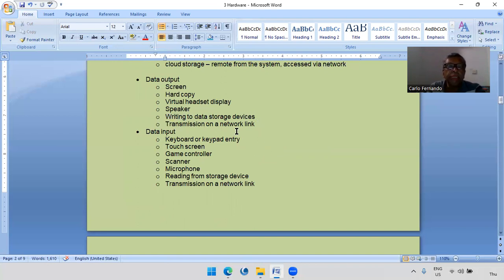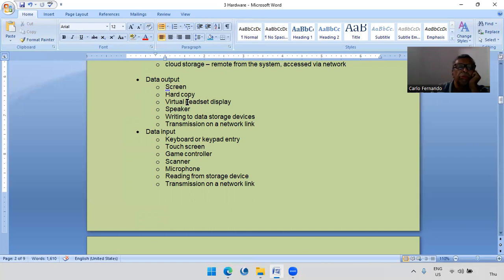Then the transmission on a network link. You collect a lot of data and then send it to another location or another institute or a company or office or branch. So that is transmission on a network link. That is also output because all these things are going out from the CPU.